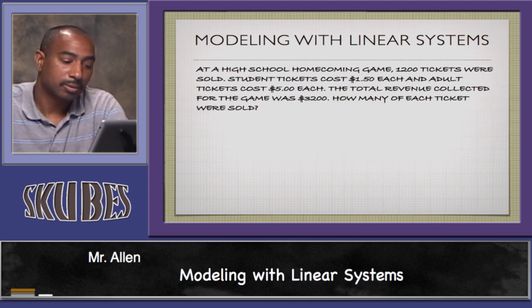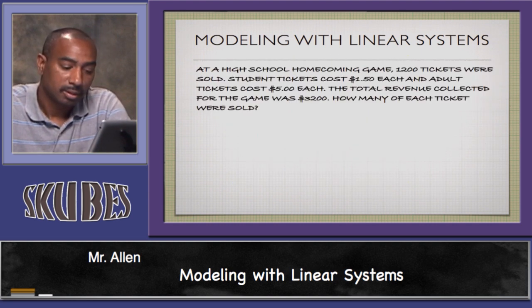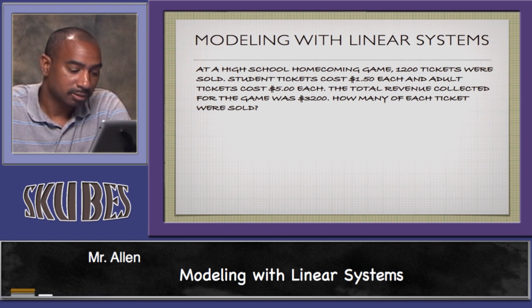All right, at a high school homecoming game, 1,200 tickets were sold. Student tickets cost $1.50 each, and adult tickets cost $5 each. The total revenue collected for the game was $3,200. How many of each ticket were sold?